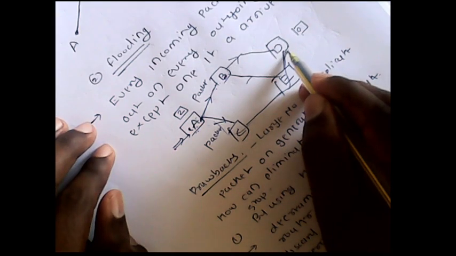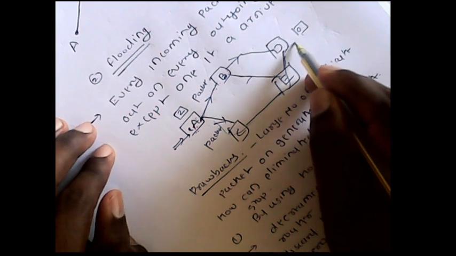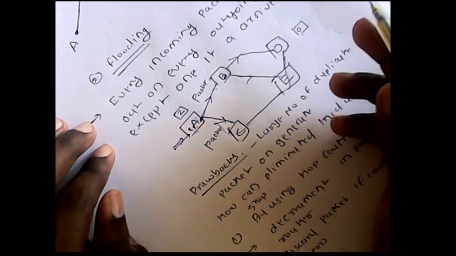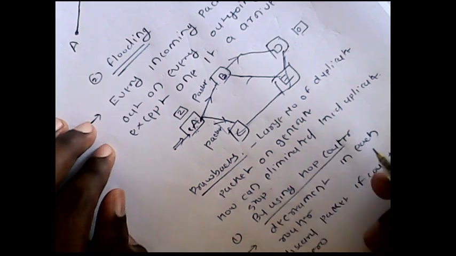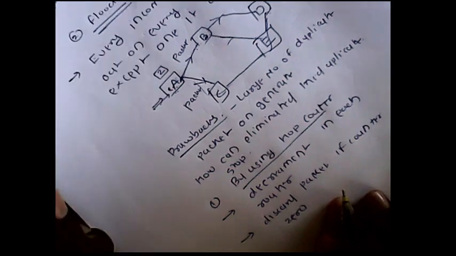Whenever this packet visits each and every hop, the counter is decremented, and whenever it reaches the destination, if the hop count is 0, then the packet will be discarded. That is called using a hop counter.